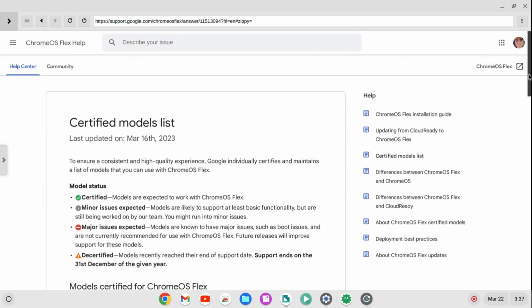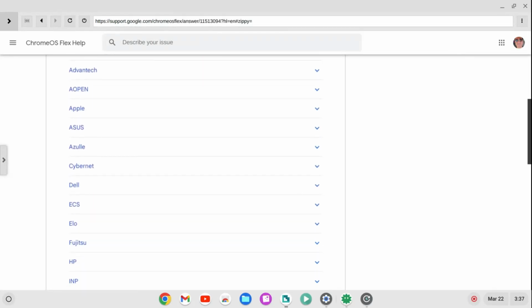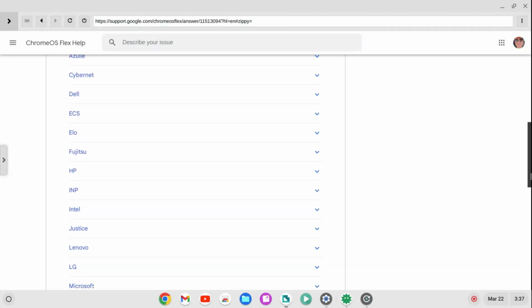Now, my model is not on the Google Certified Models list. In fact, there's no Gateway listed, period. There is no G in this. I wonder if Google even knows what a Gateway computer is. Yeah, if you look at E, F, G, well, there is no G. It goes to HP. But there is a Satsuki.